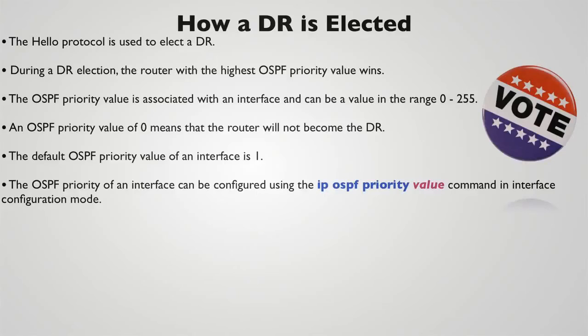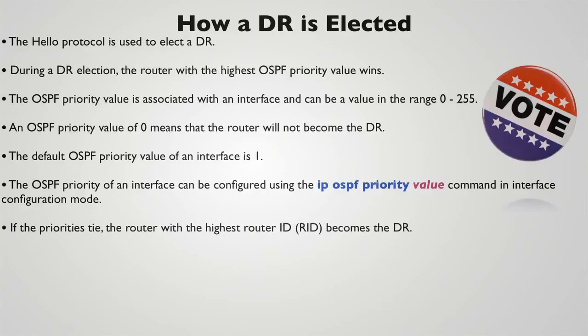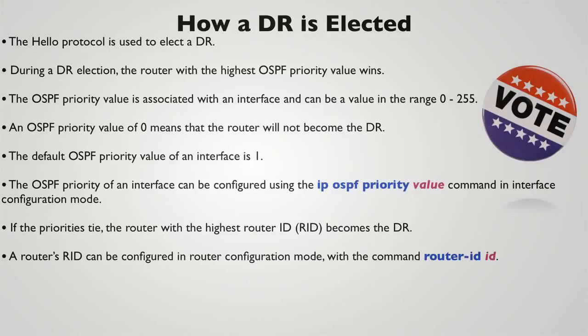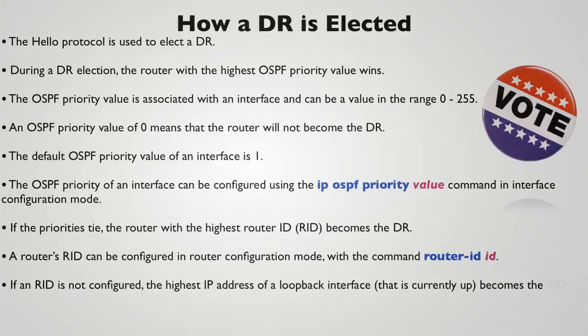But what if we just connect our routers and everybody has the default OSPF priority and everything's a tie? Who wins in the event of a tie? Well, if the priorities tie, it's the router that has the highest router ID that becomes the DR. What is the router ID? We can administratively configure the router ID in router configuration mode with the command router-id followed by an ID. But if it's not configured, we're going to take the highest IP address of a loopback interface that's up and operational on this router. Let's say it's 1.1.1.1.